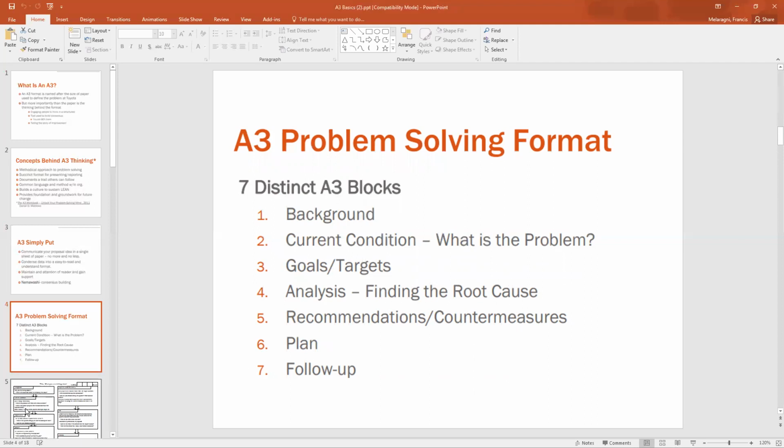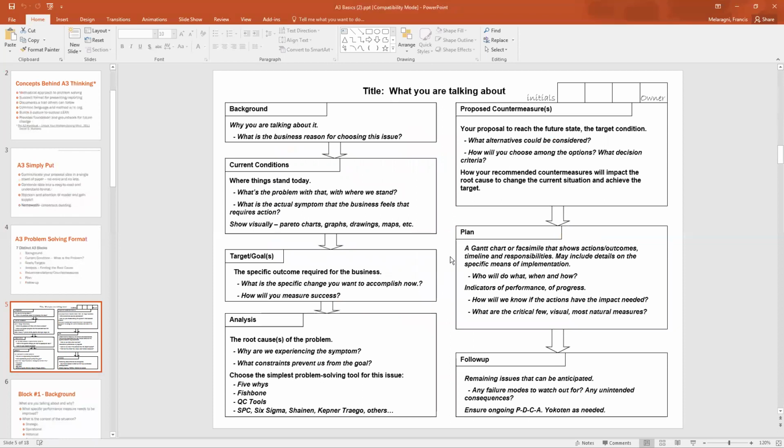So I've provided you an A3. You don't have to use this form, but this form, which is in PowerPoint, walks you through what's in an A3. You can find other A3s online if it's easier for you to work in Word, or if you want to create your own, that's fine. The goal, though, is really to keep it on one page.